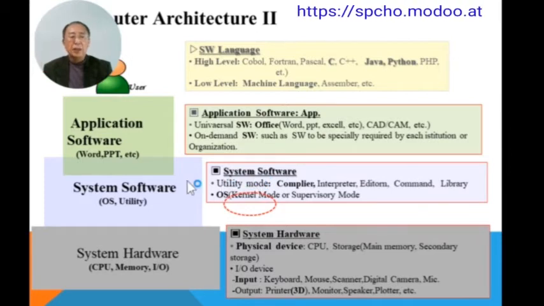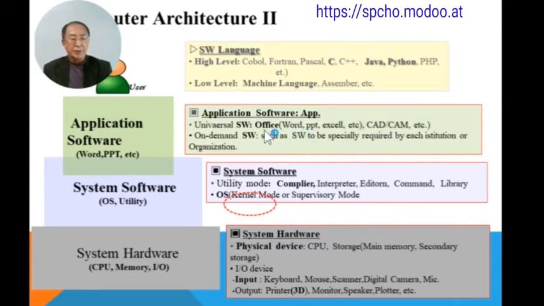Okay, and application software. Application software is something that is directly related to the user. This software is divided into two types. These are general purpose software, that means universal software, and on-demand software. Universal software refers to software that can be purchased and used immediately, such as office tools, PowerPoint, Excel, word processors, and CAD/CAM, etc. It's also abbreviated as app.